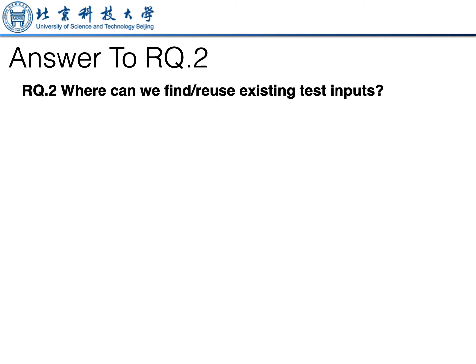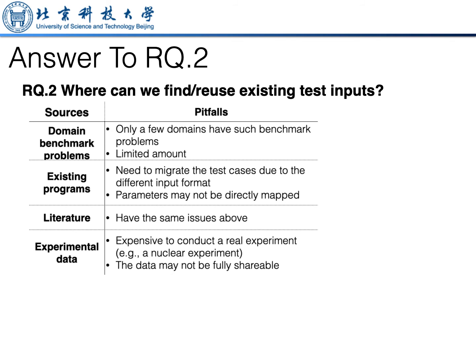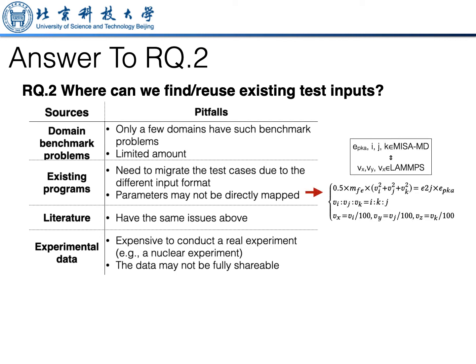Our second question is where we can find test inputs. In our practice, we collected test inputs from domain benchmark problems, existing programs, literature, and experimental data. However, there are some pitfalls for our source of test inputs, so in general, we suffered from a shortage of test inputs. For example, if we want to reuse test inputs from LAMMPS for MISA-MD, we have to do some non-trivial conversion due to the difference in input format and parameters.